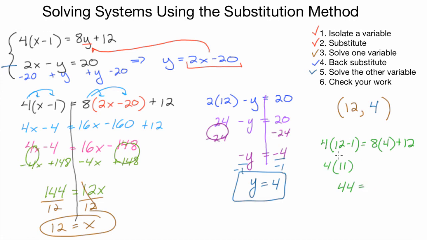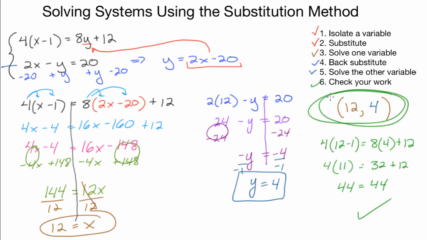So on the left side you get 44. Let's see if that works out on the right side. 8 times 4 is 32, plus 12, and 32 plus 12 is 44. Yes, things check out, and we just found our solution. When x is 12, y is 4, that is the point of intersection. It's the point that satisfies both of these equations in my linear system.